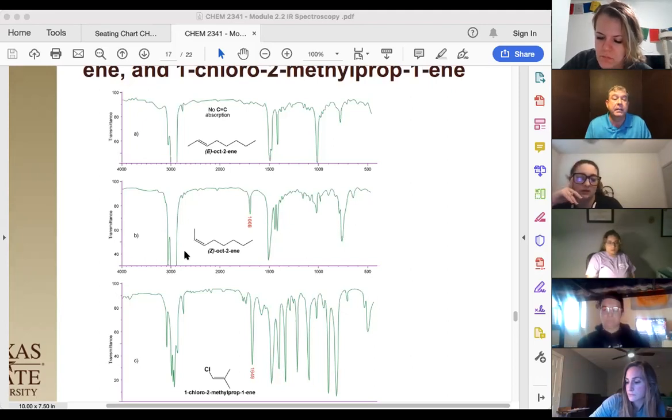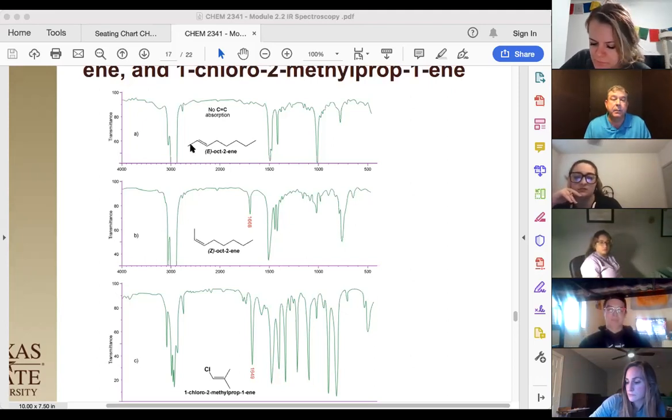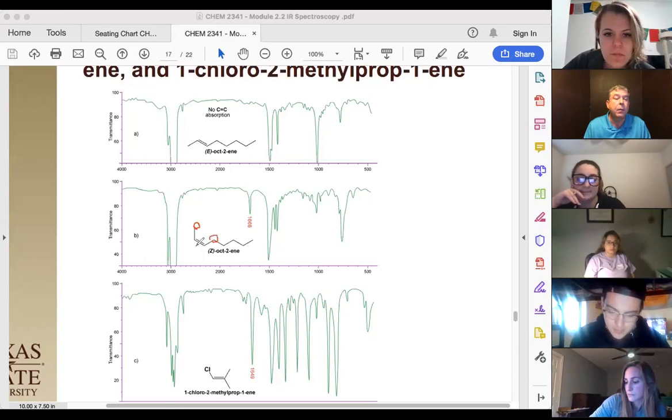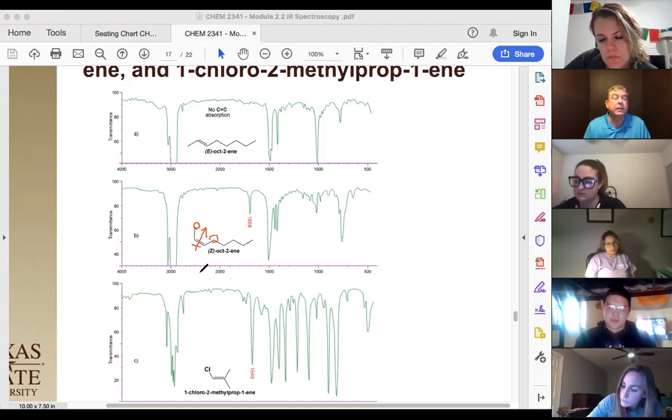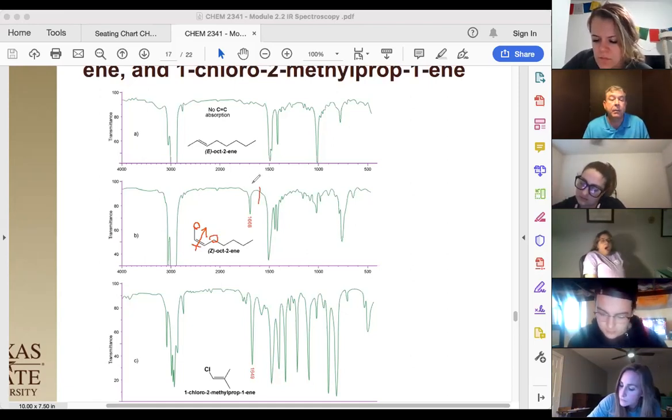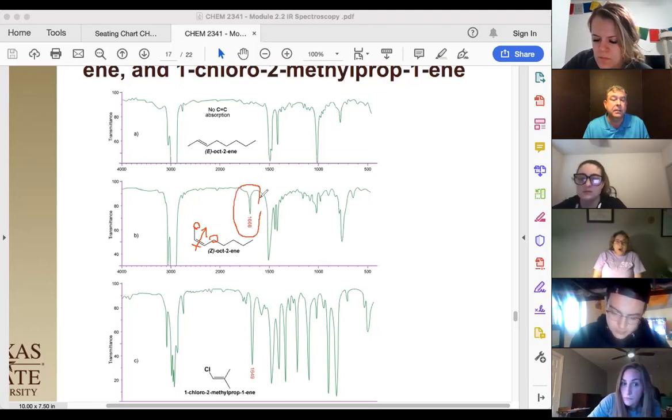However, in the case of the cis right here, because both of the groups are on the same side, we actually have a net dipole in one direction, and that allows us to see that carbon-carbon double bond, and in this case, it's at 1668 right here.